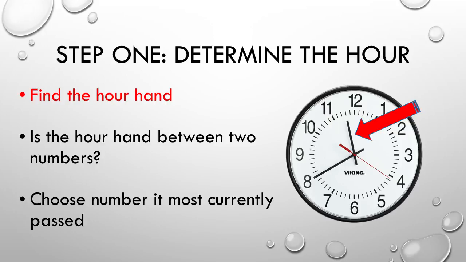The first step to take when telling time to the nearest minute is determining the hour. First, find the hour hand, which is shorter, on the clock. Then ask yourself this question, is the hour hand between two numbers? If so, choose the number it most recently passed. In this clock, the hour hand is between the 11 and 12. The hour hand just passed the 11.